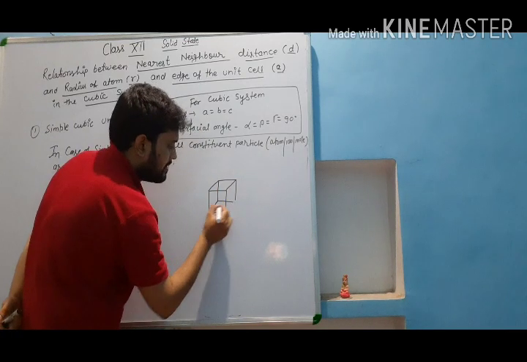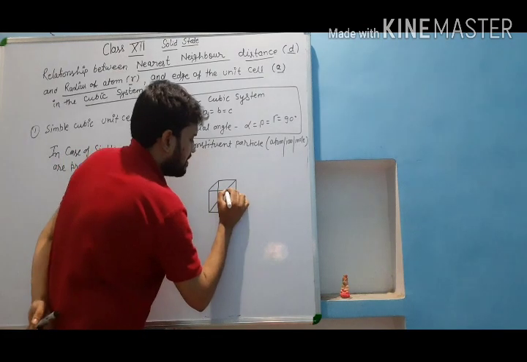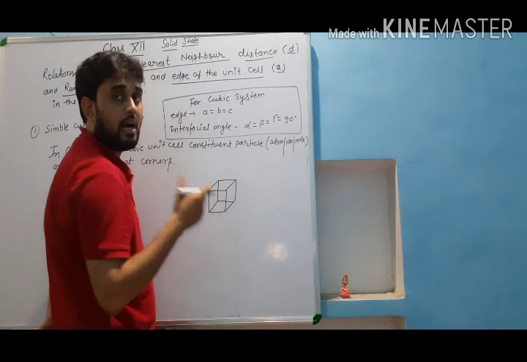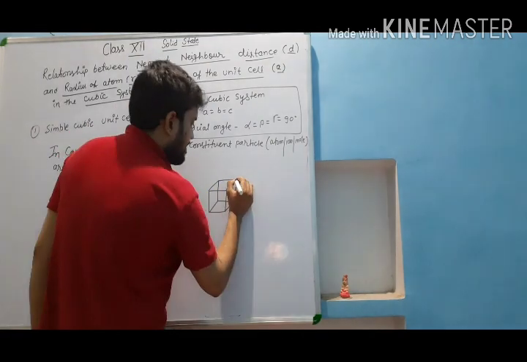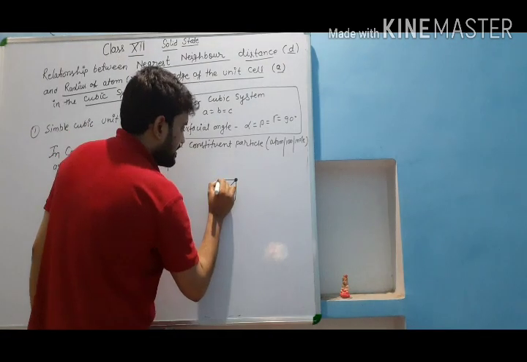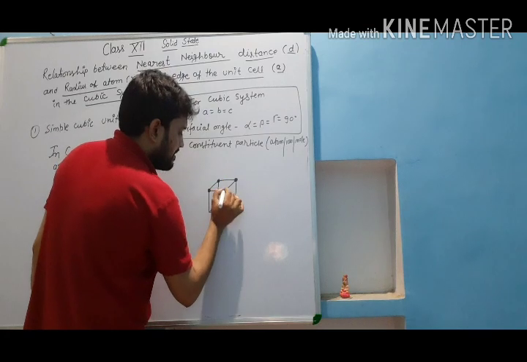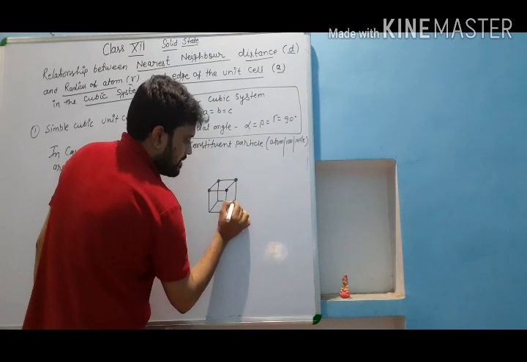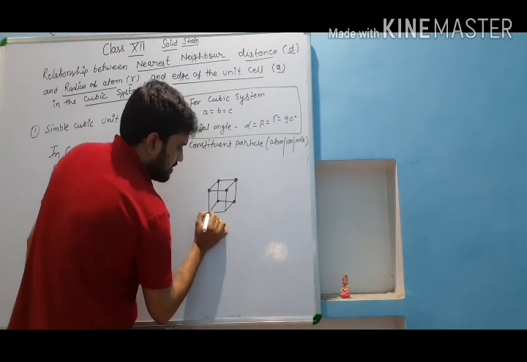If we draw a simple cubic unit cell, then we find all three edges are identical and the interfacial angles are equal to 90 degrees, and constituent particles, that is atoms, are present only at its corners.